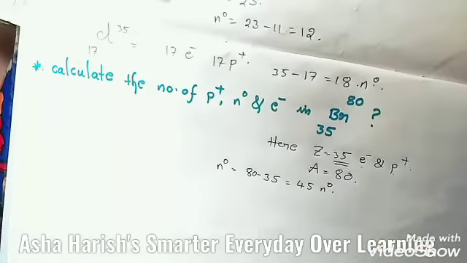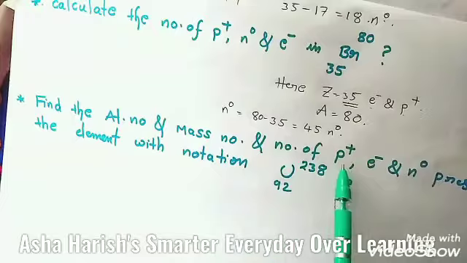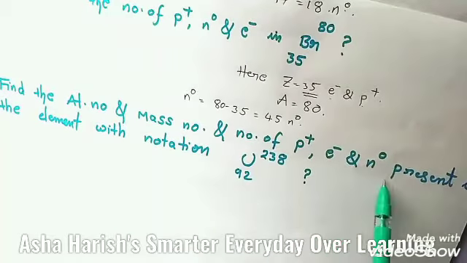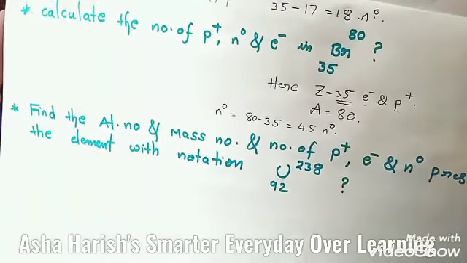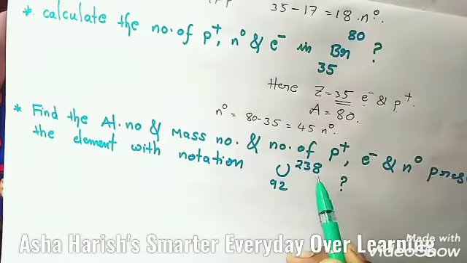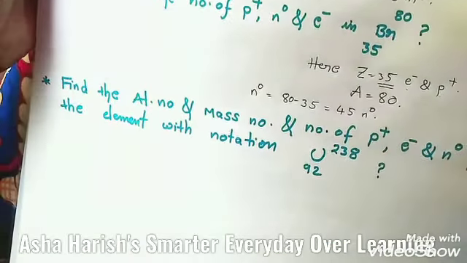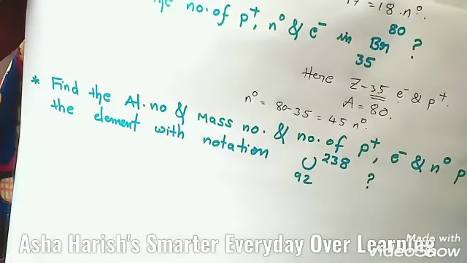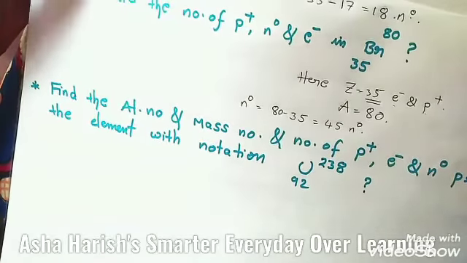If you see the second example, find the atomic number and the mass number and the number of protons, electrons and neutrons present in the element with notation uranium U-238 and 92. This is the question, students. By seeing the question, you have to find out the atomic number, mass number, and the number of protons, electrons and neutrons. It will be easy for you.